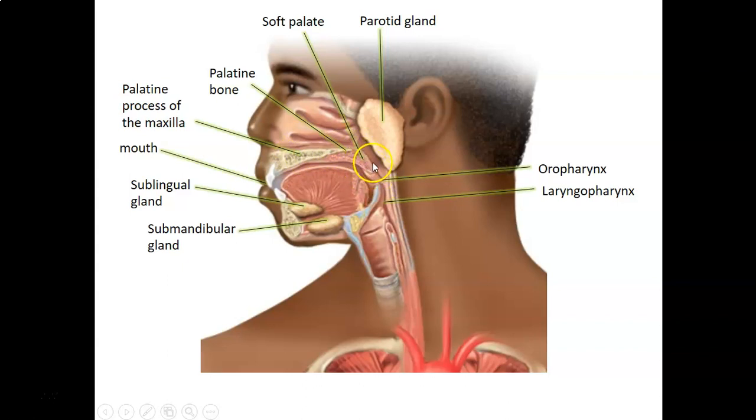It's not labeled here, but you can see it in other diagrams. It's that little hanging thing at the back of your throat. It's helpful to keep food and fluids from flying up into your nasal cavity when you swallow, because you don't want food up in this part of your nasal cavity.